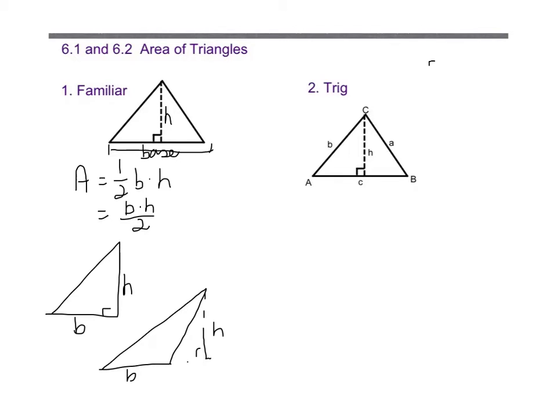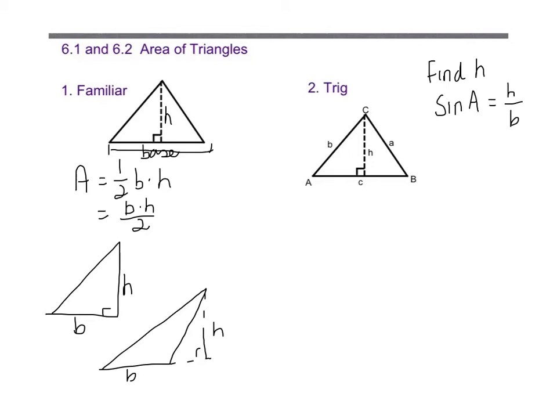To find h, the height of the triangle, you would say the sine of A is equal to h over b. Now look here. This is the right triangle. I can show you. This is the right triangle, right? This is opposite over hypotenuse, so we have this.